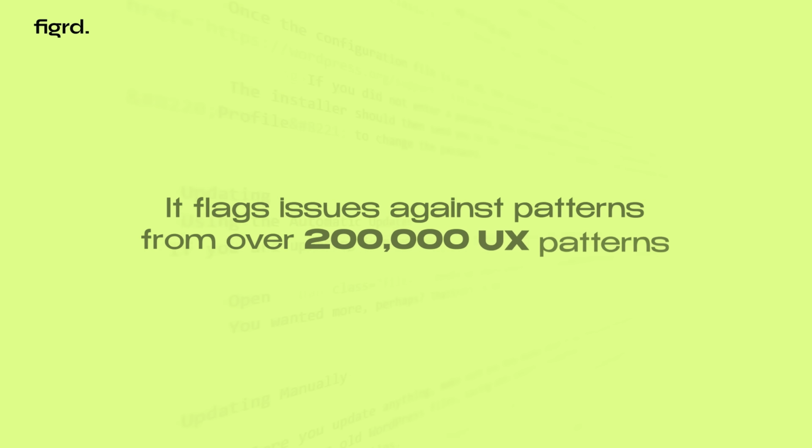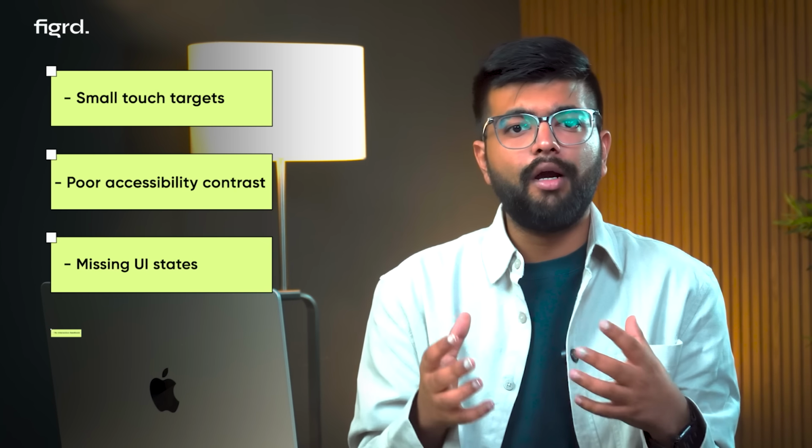Here's the practice. When you finish a design, write down every state that isn't default. Empty, error, loading, overflow, permission denied, first time user, then open each one of these and design it. In Figure, you can speed this up by running a review on any screen. It flags issues against patterns from over 200,000 UX patterns. Things like touch targets that are too small, contrast that fails accessibility, and missing states, interactive elements with no feedback. You're still designing. The AI is just making sure that you don't ship something you forgot to check.